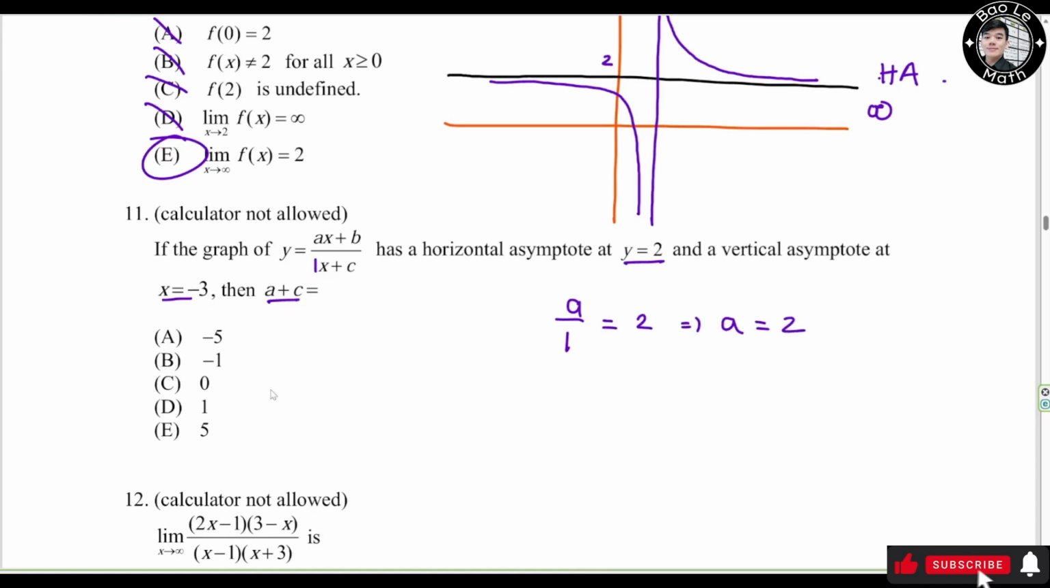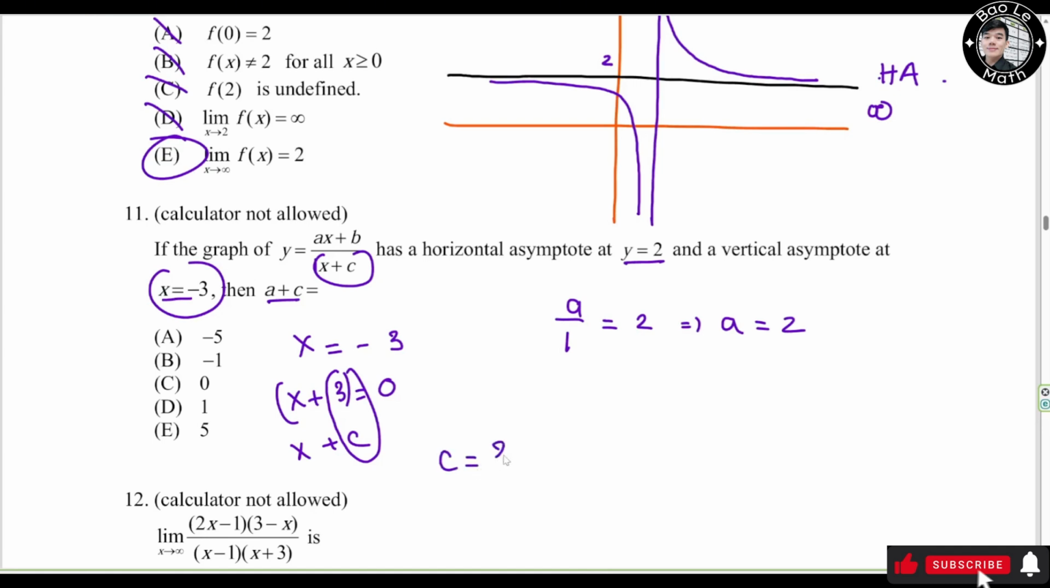Now we need to solve for c. We have the vertical asymptote right here, s equals -3. So we need to convert this one to a factor, right? So s equals -3. Add 3 to both sides: s plus 3 equals 0, right? So this one is the factor, and you have the factor right here, s plus c, right? So we put s plus c right here. We just match this guy up, right? So c equals 3, right? And a equals 2. We add this guy up, it's going to be 5. The answer must be E.